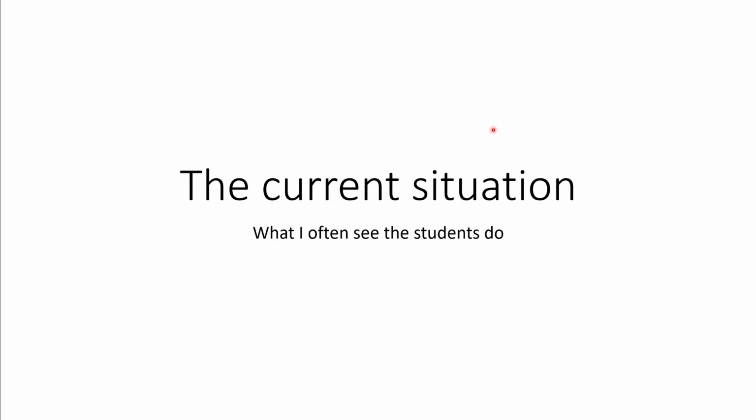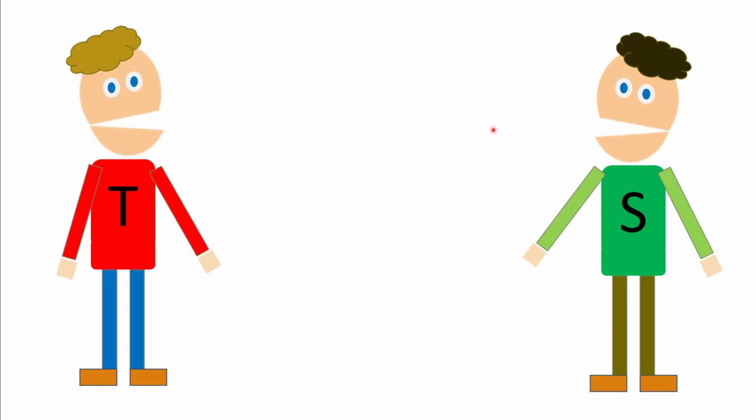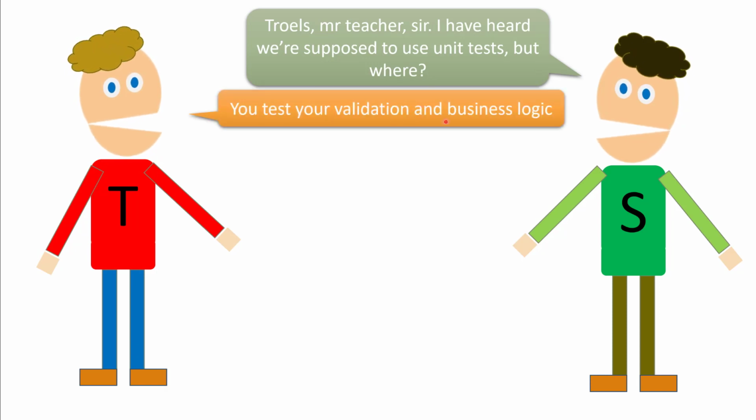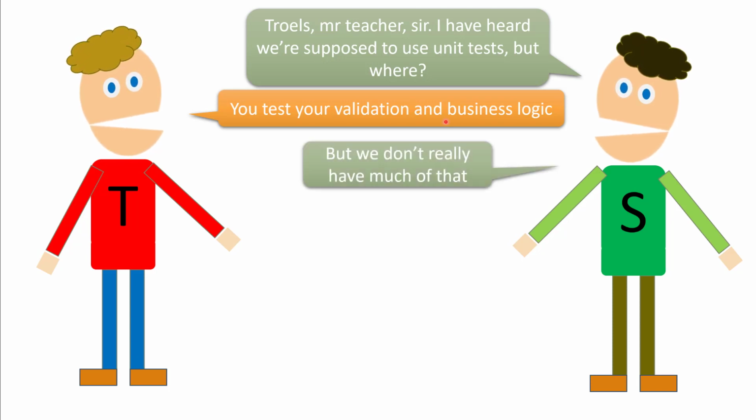So the current situation is, well, what I often see our students do. We encourage them to do, for example, some unit testing, and then the conversation goes something like this, where they say, we've heard that we're supposed to be using unit testing and it was taught in class, and where do they do that? And I say they're supposed to test their validation and business logic and behavior of the system. And then they don't really have much of that, which is, I guess, usually just lazy, because there's always some rules you can come up with.